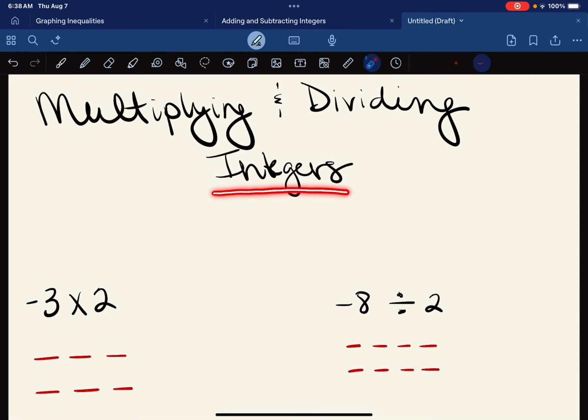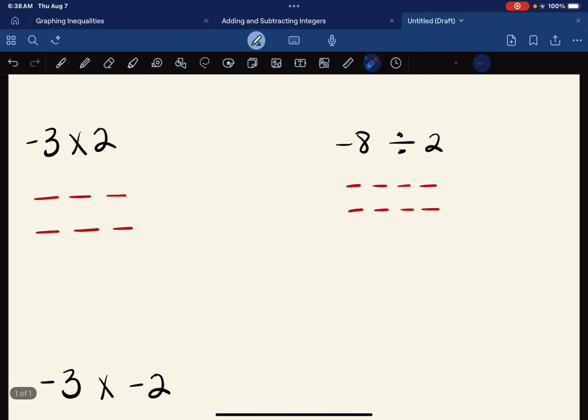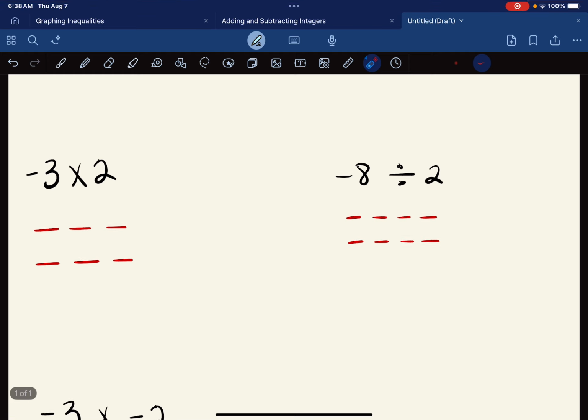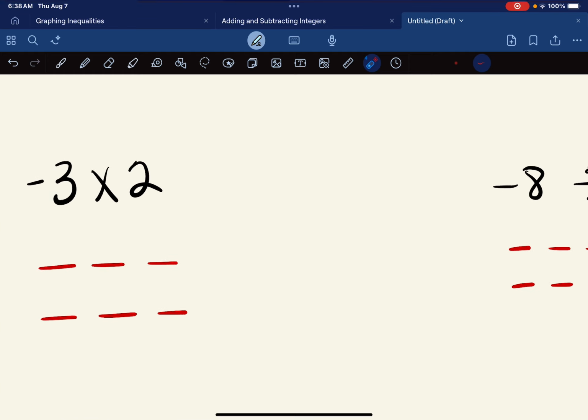Multiplying and dividing integers. Remember, integers are just values that can be either positive or negative. So let's look at some examples. Our first example is -3 times 2. Now in this video, I am going to assume that you know that 3 times 2 is going to give us 6. But what happens when we make one of those terms a negative?